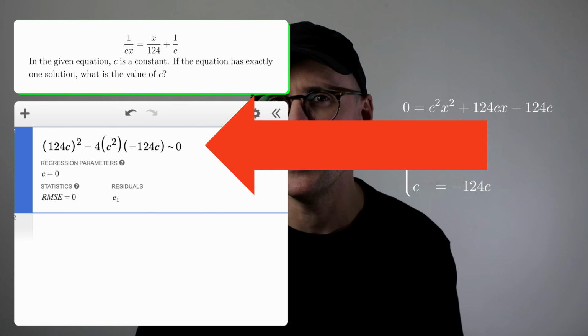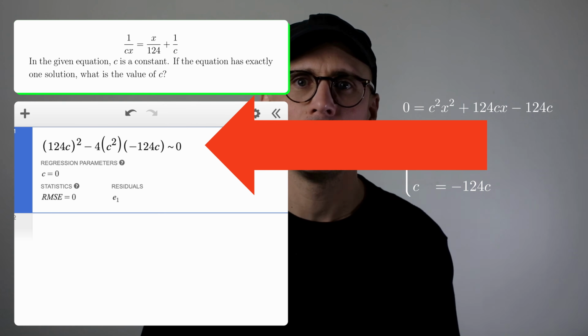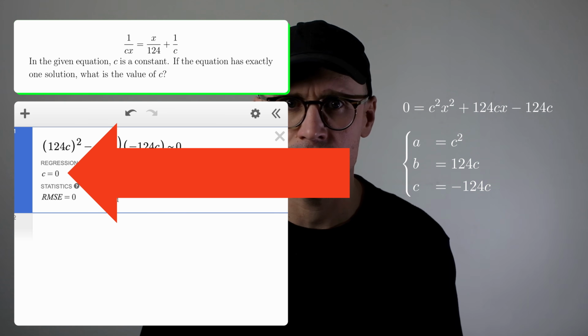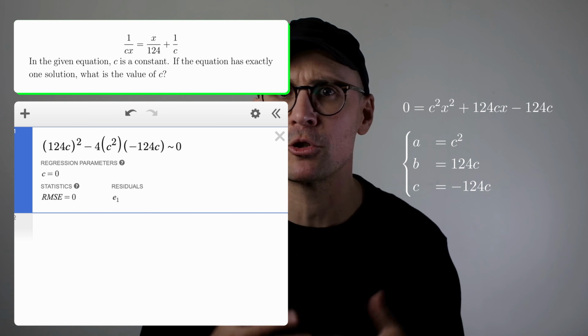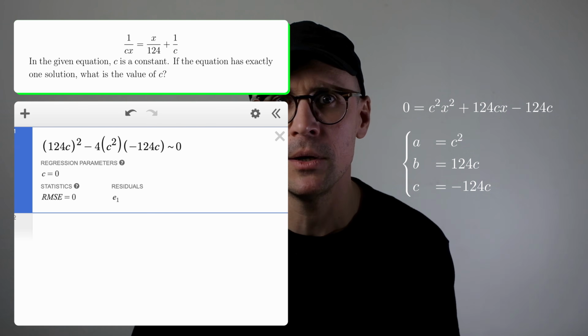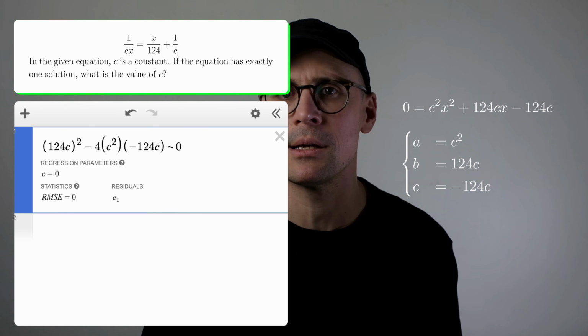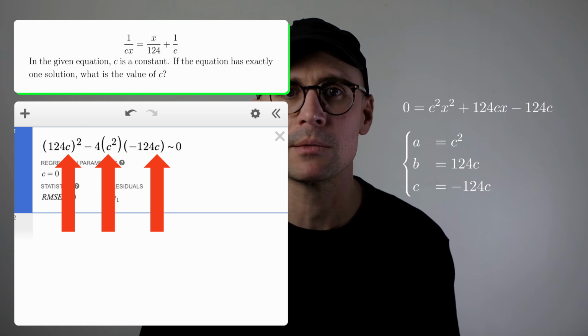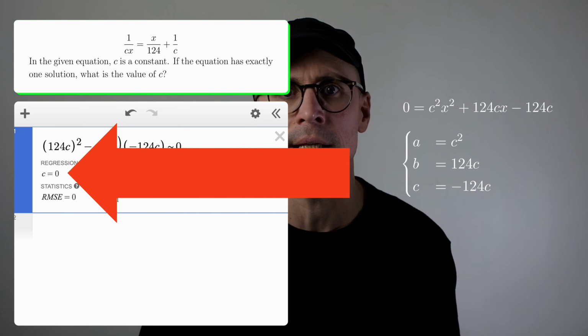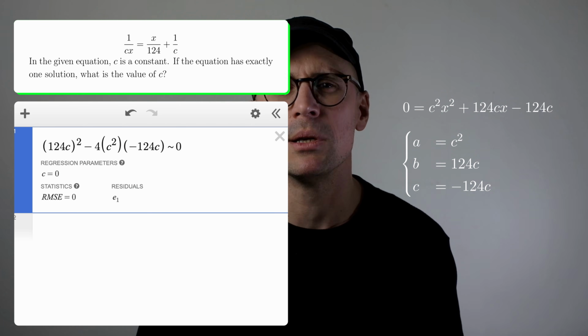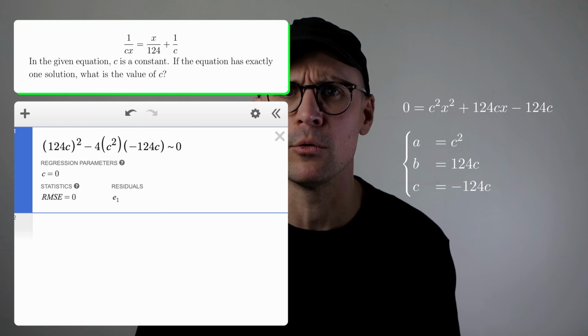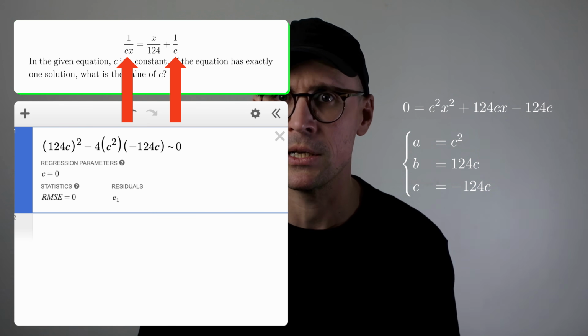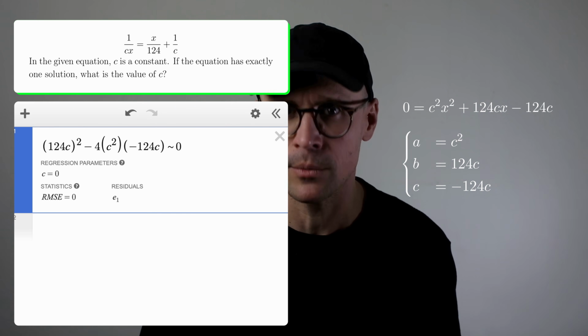But this fails miserably because c is not 0. Why has Desmos betrayed us in our most desperate moment? Well, in this case, because the constant c appears in every term, Desmos rightfully believes that c equals 0 is a solution. But 0 doesn't work because making c equal to 0 would mean our original equation contains division by 0, which breaks math. And never break math.